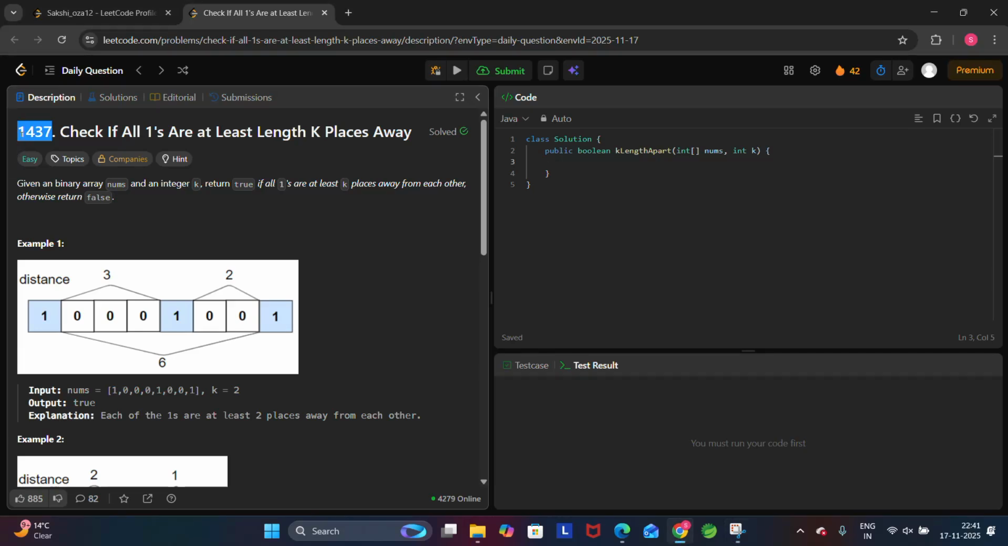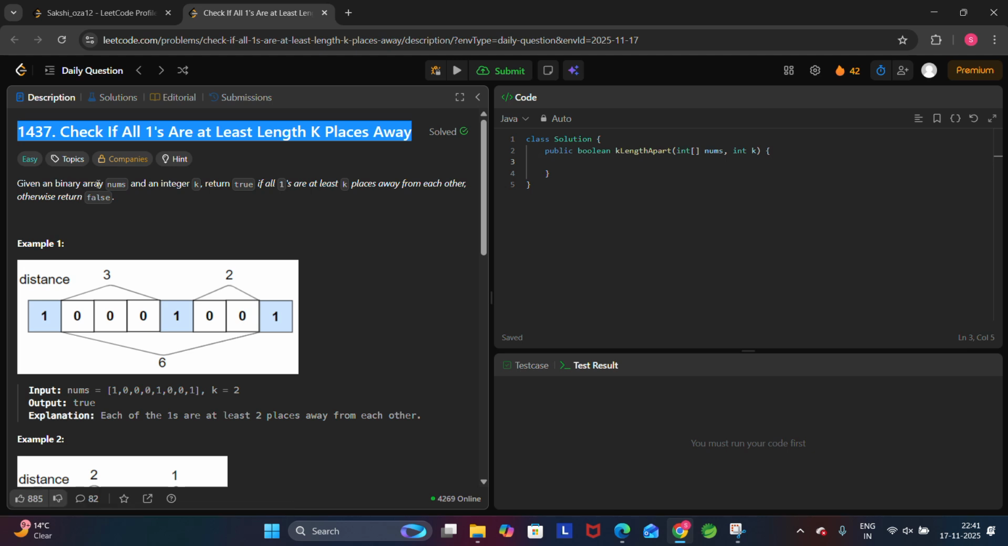So today we are going to solve the LeetCode problem number 1437, which is Check If All 1's Are at Least Length K Places Away. It is a medium level, not medium, it's a very simple question to be very honest. And let's understand the question.